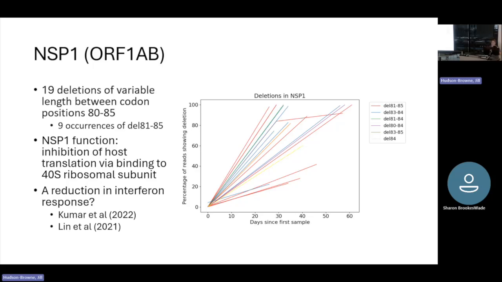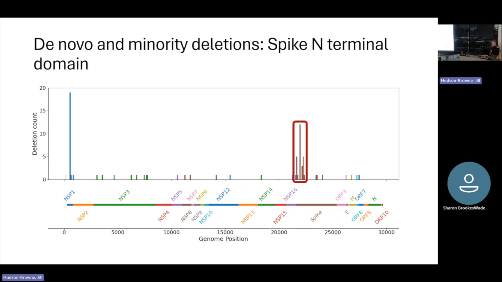A longer deletion spanning the region has been associated with a reduction in interferon response, but the actual effect of these deletions, and why it's occurring during persistent infection, isn't something that we really understand yet, and some further work is needed on this. So our next hotspot is in spike, but specifically in the N-terminal domain of spike.